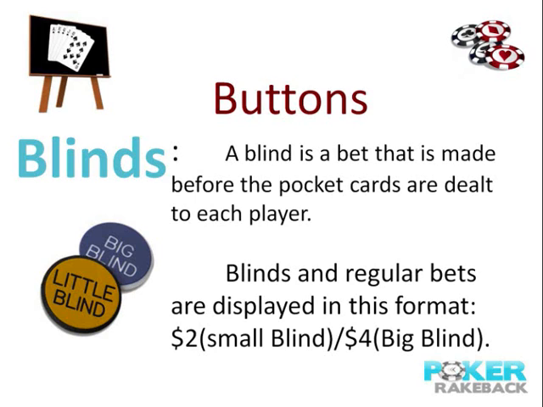The small blind is posted by the first player and the big blind by the second. The size of the big and small blinds are predetermined, as well as the regular bets. The size of the small blind is half the size of the big blind. Blinds are most regularly displayed in this format: $2 to $4, $4 to $8, etc.